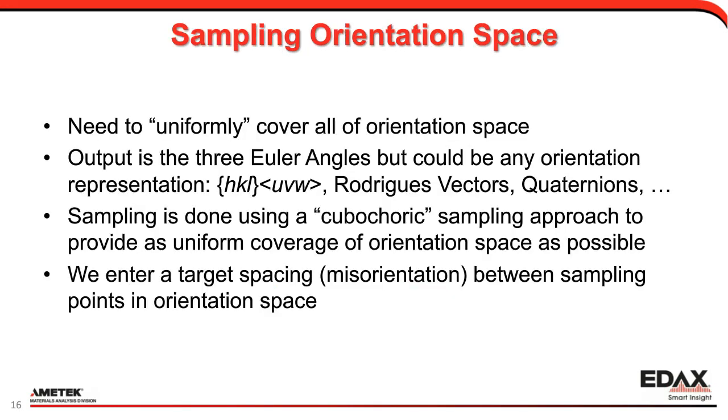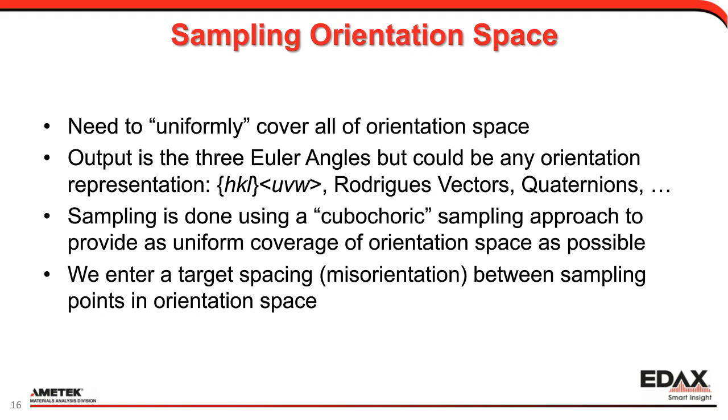So first let's talk about sampling orientation space. We need to uniformly cover all of orientation space, which is not a trivial exercise. If you were to use Euler angles, that becomes very difficult, and so there are different approaches to doing that. The output could be 3 Euler angles, but like I said, we could use any orientation representation we want.